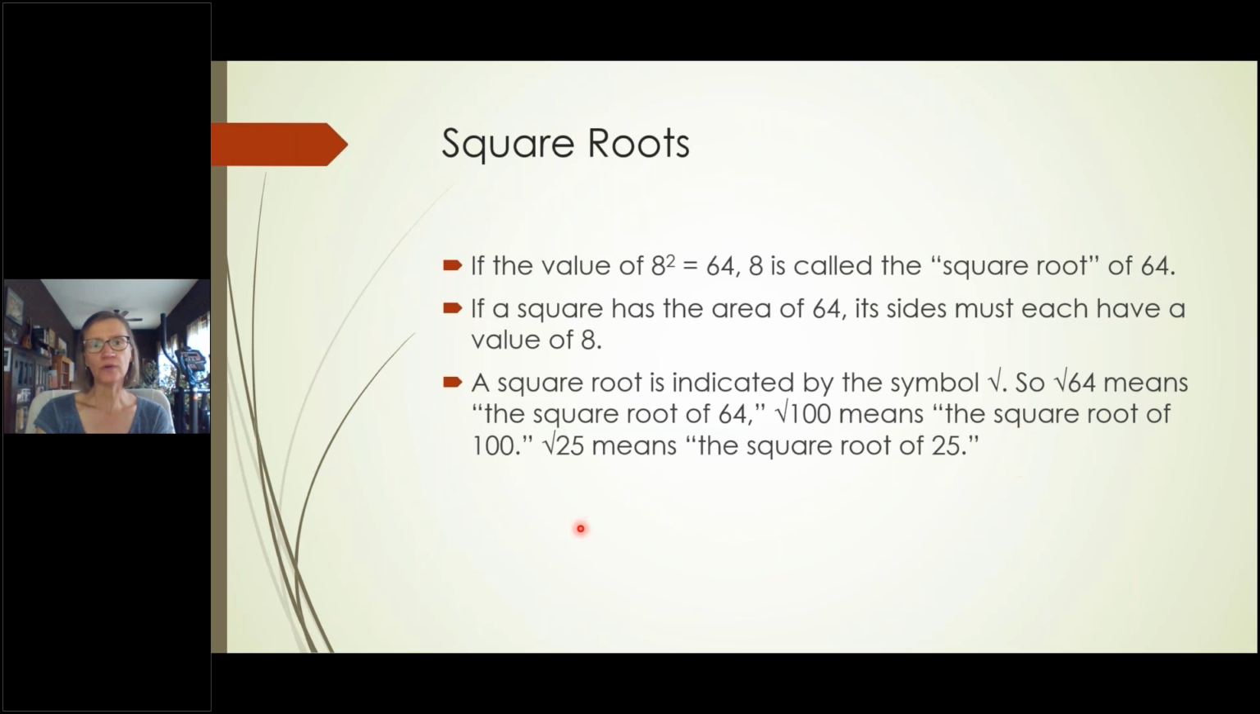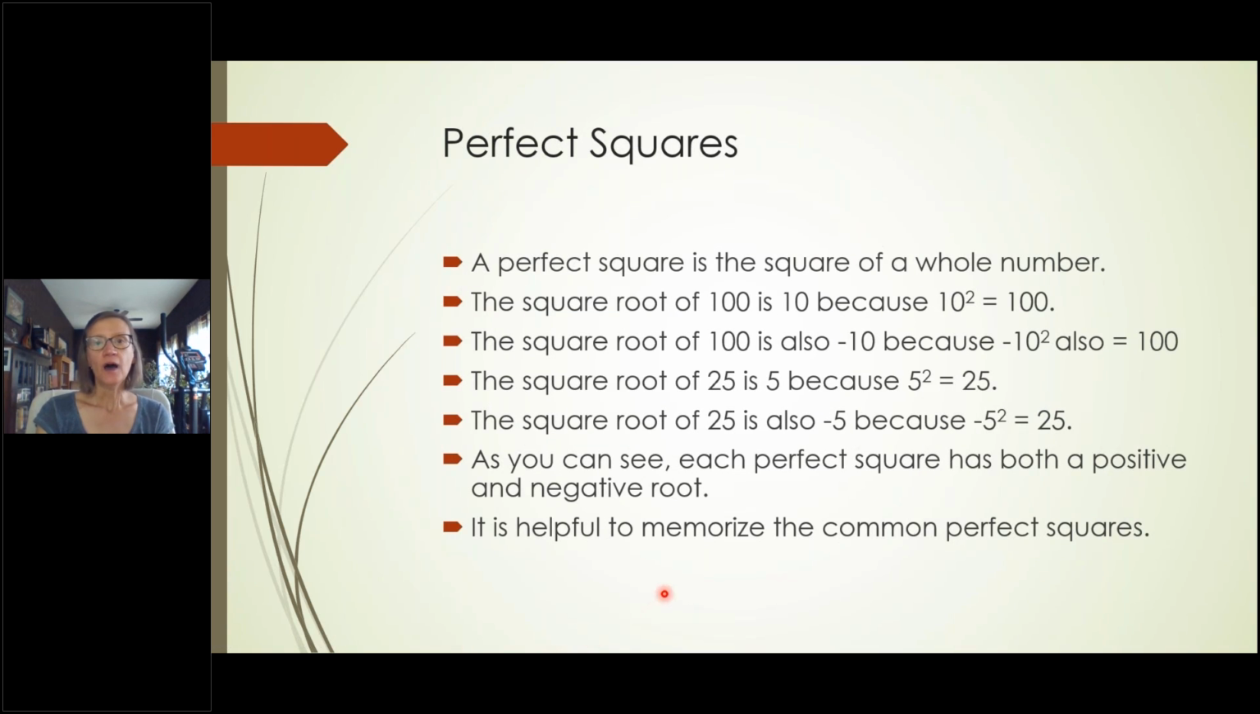This means the square root of 100. This is the square root of 25. A perfect square is the square of a whole number. The square root of 100 is 10 because 10 squared equals 100. The square root of 100 is also negative 10 because negative 10 squared is 100.